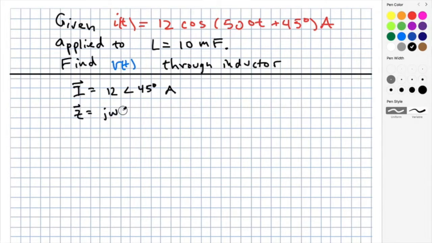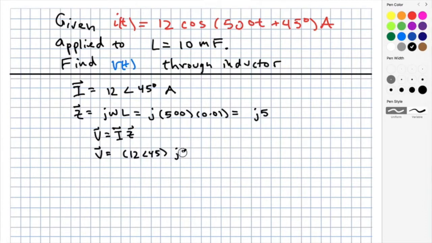Next, let's find the impedance of the inductor. We know that the impedance should be j omega L, so we calculate this and we get j5 ohms. Next, we use the generalized form of Ohm's law, which says that V equals I Z, to see that our desired phasor voltage is equal to 12 angle 45 multiplied by j5. j is just 1 angle 90, thanks to complex number rules, and so the second term becomes 5 angle 90. Multiplying these together, we get 60 angle 135 degrees volts.